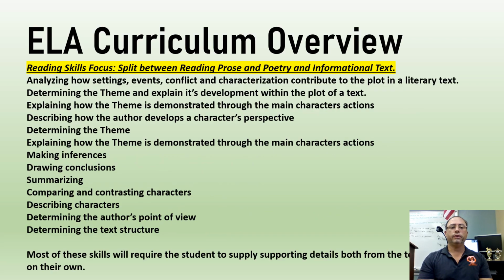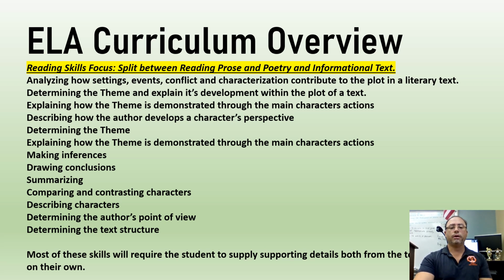The ELA curriculum overview. Reading skills focus split between reading prose and poetry throughout the year and informational text. That's analyzing how settings, events, conflicts, characterization contribute to the plot in a literary text, determining the theme and explaining its development within the plot of the text, explaining how the theme is demonstrated through the main character's actions, how the author develops the character's perspective, making inferences, drawing conclusions, summarizing, comparing, contrasting characters, describing those characters, determining the author's point of view, and of course the text structure. It would be chronological, comparison, contrast, sequential.